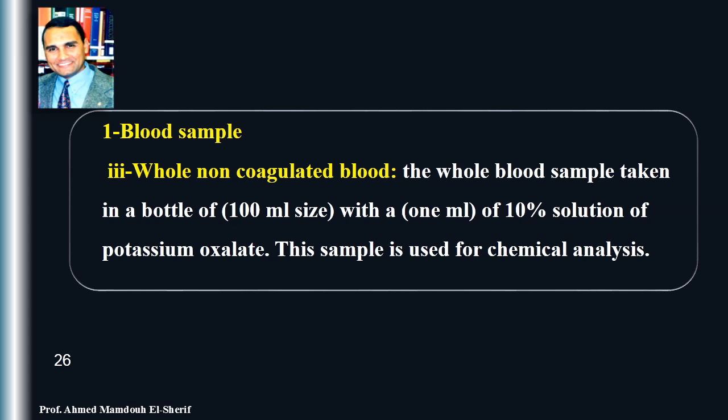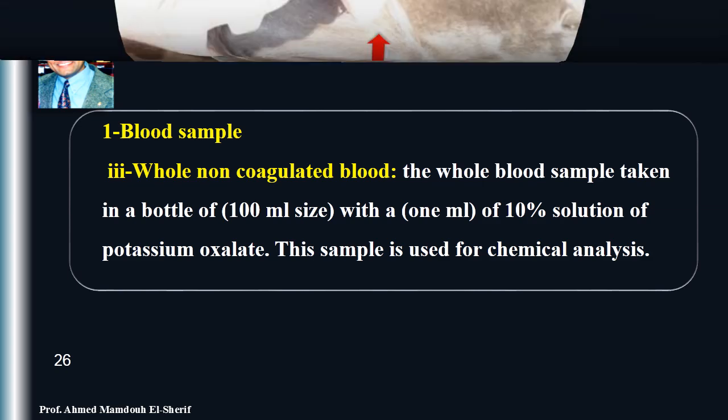The third type of blood sample: whole non-coagulated blood. The whole blood sample is taken in a bottle of 100 ml in size with 1 ml of 10% solution of potassium oxalate. This sample is used for chemical analysis of the blood.